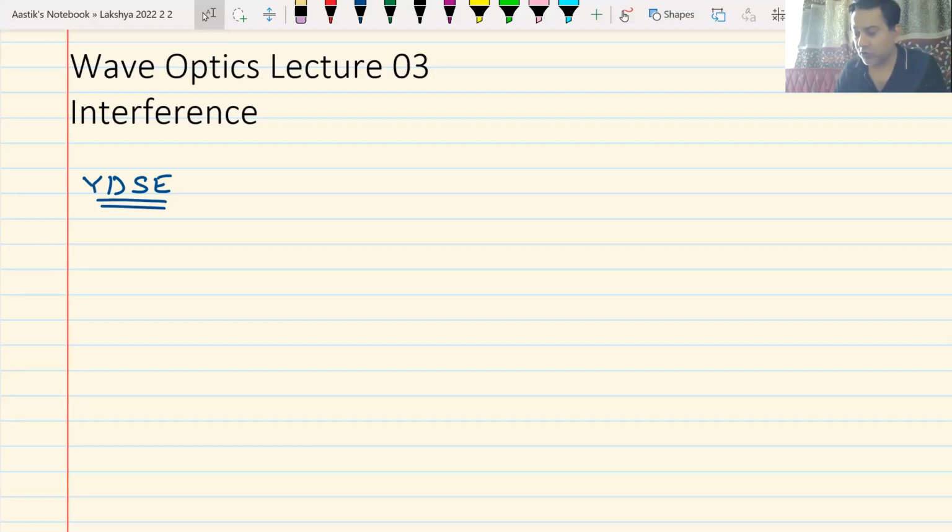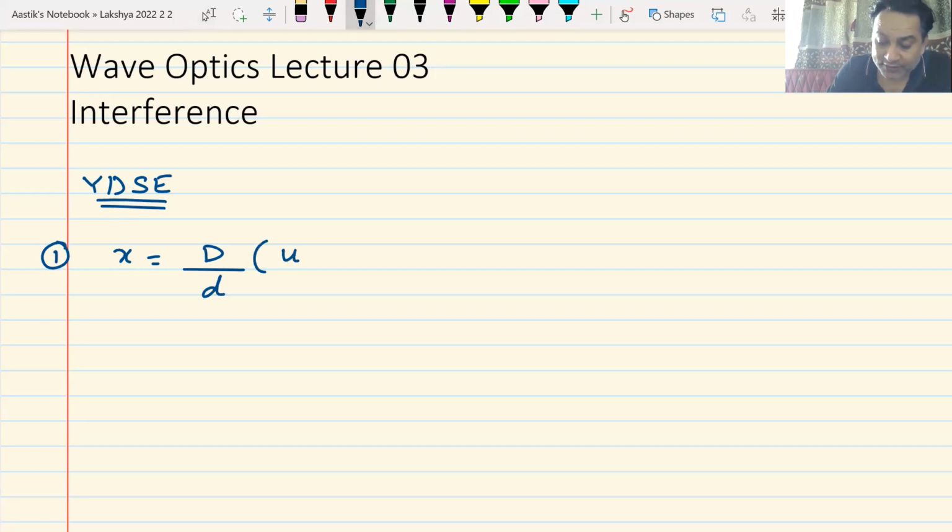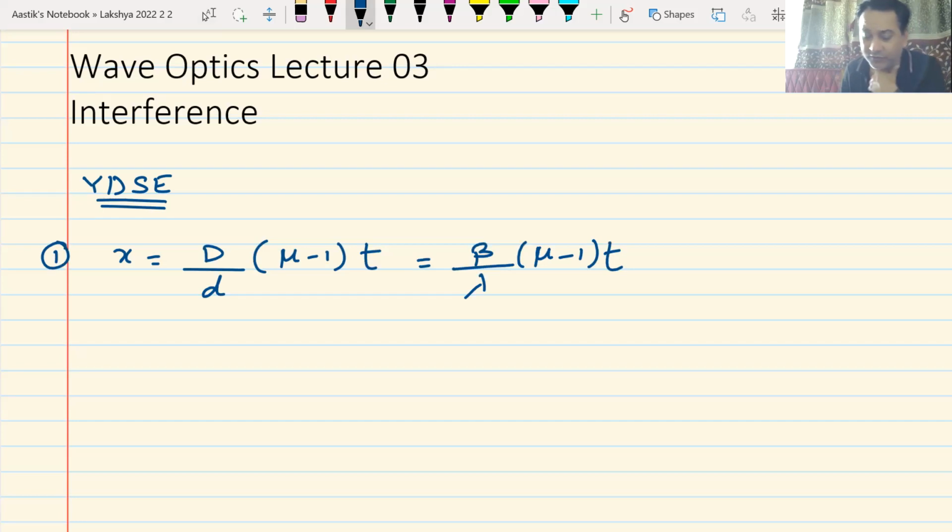Let us recollect what we have seen. Number one, the first point: if I put one slab in front of the upper slit, the pattern shifts. The pattern shifts by a distance x. This distance x is (mu minus 1) times t multiplied by capital D by small d, or I can write it as beta by lambda times (mu minus 1) times t. That is the first formula you must remember.